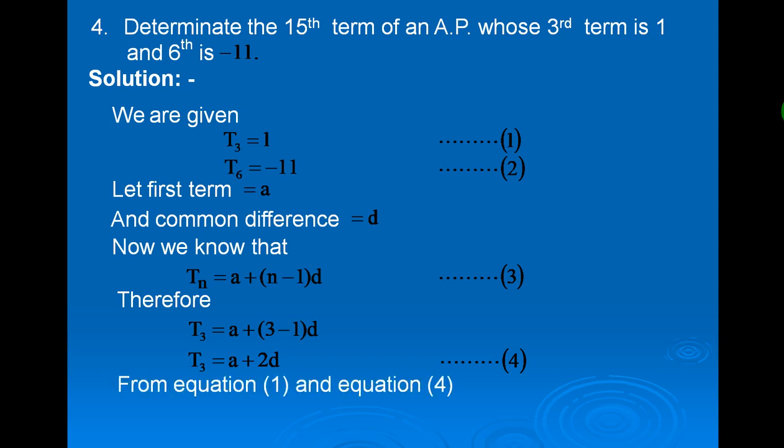From equation 1 and equation 4, T3 is the same. In equation 1, T3 is equal to 1. In equation 4, T3 is equal to a plus 2d. Therefore, a plus 2d is equal to 1. Put this equation number 5.